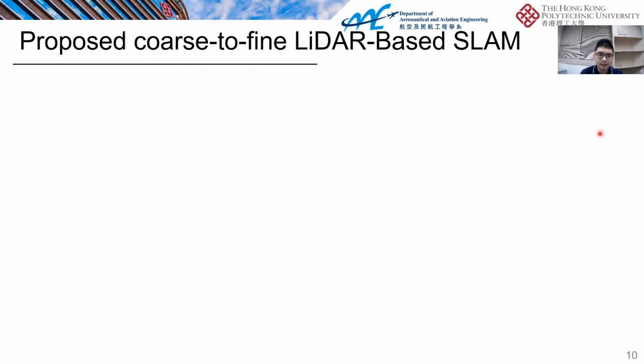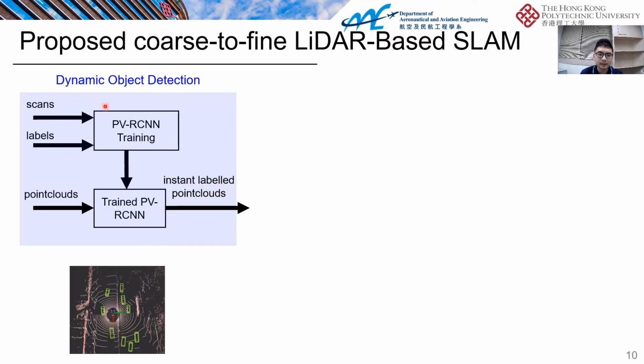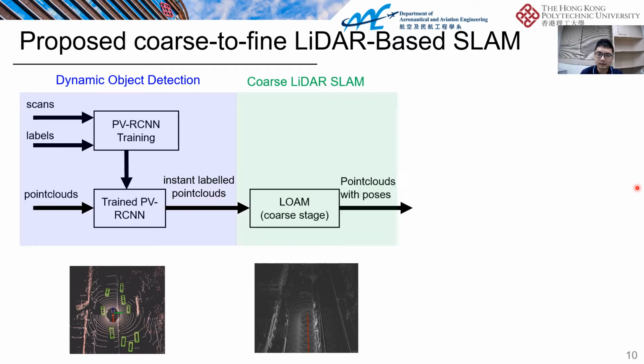There are three parts in our proposed coarse-to-fine pipeline. The first part is the dynamic object detection. We have several scans and annotated labels, so we put them into PV-RCNN for training. After the training, we can get a custom trained model. The point cloud will go through the PV-RCNN network with the custom trained model, so we can get the instance-labeled point cloud.